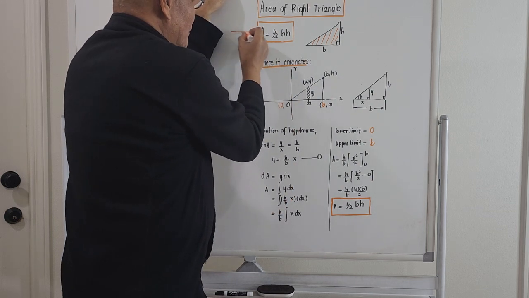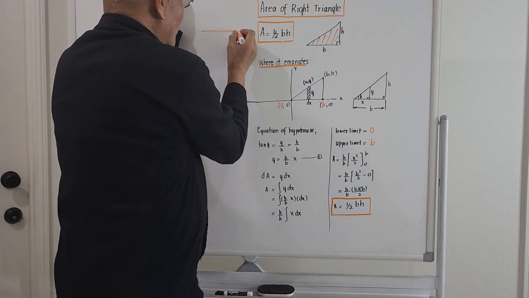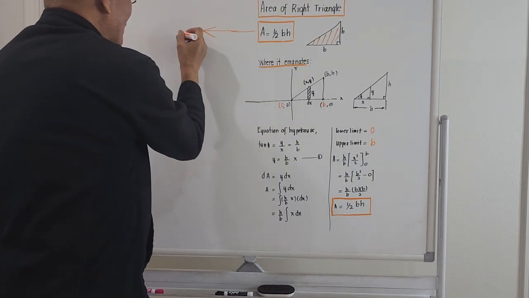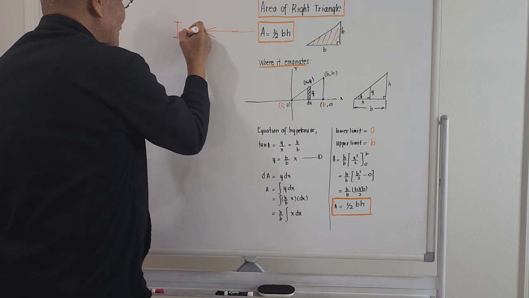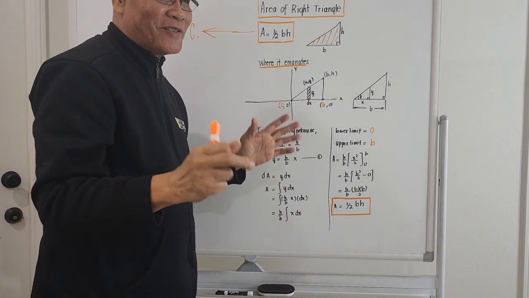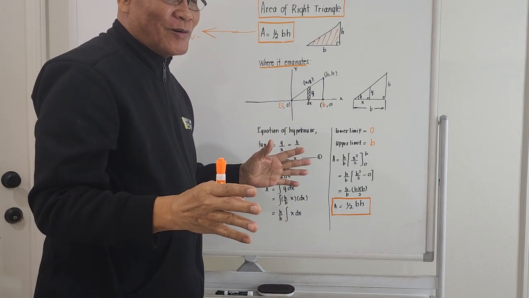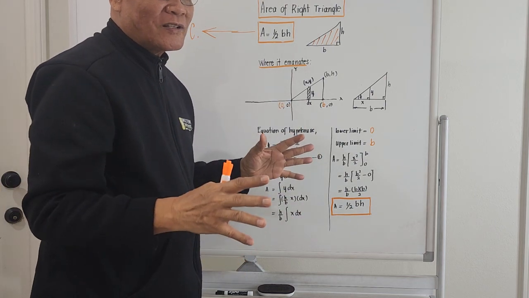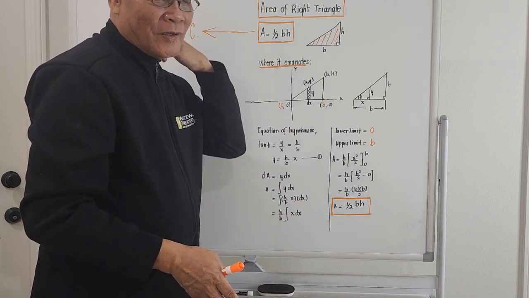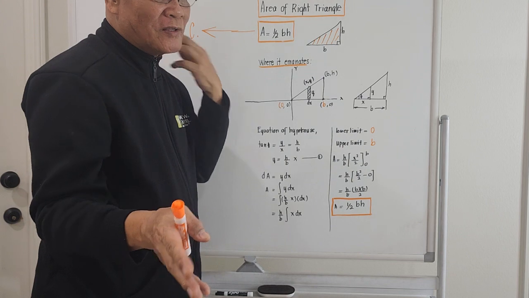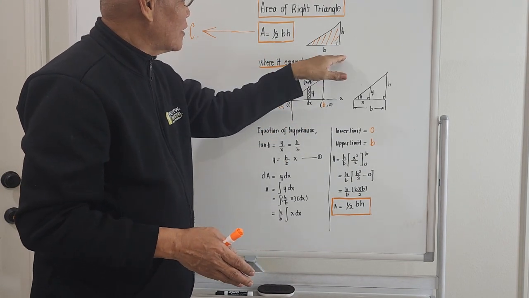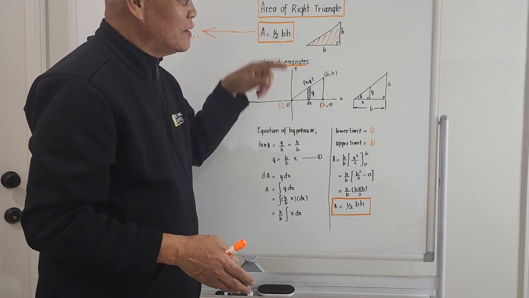But I don't know if all of us know that this formula was derived from integral calculus. It seems all the formulas that we are using under geometry were derived from integral calculus. Okay, let's proceed with the derivation of this formula: why the area of a right triangle is 1/2 of the base and height.